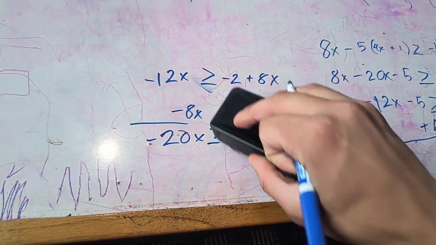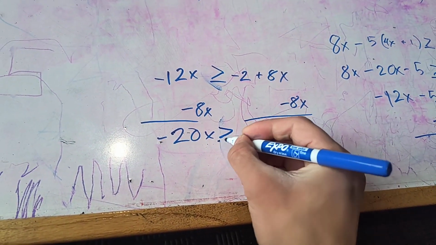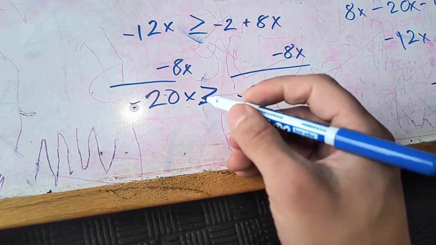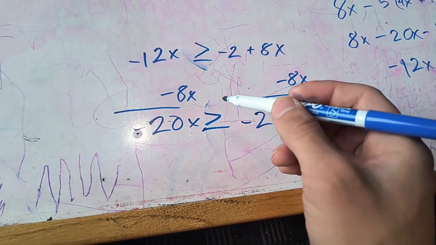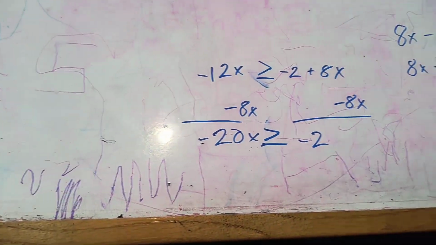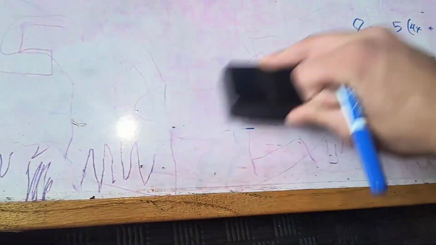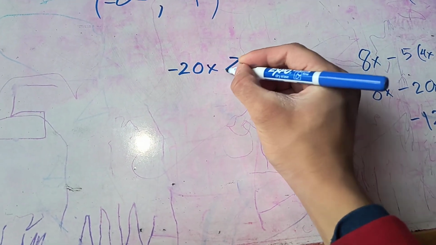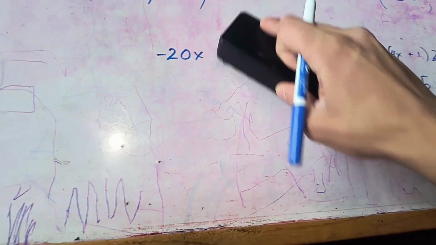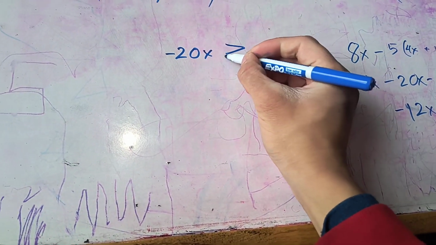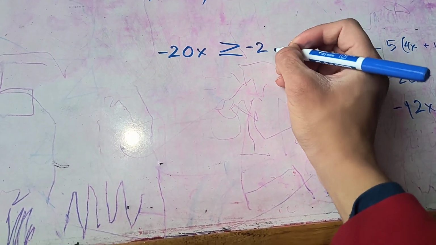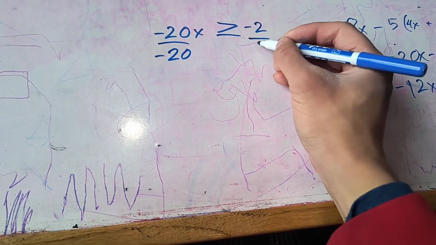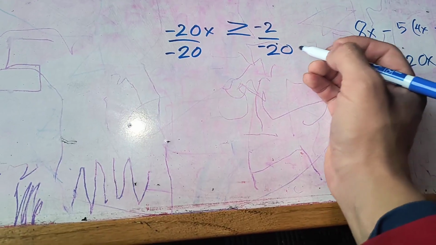That was terrible. Negative 20x, negative 2, right here. And then we divide both sides by negative 20. Divide both sides by negative 20. And since we're dividing both sides by negative 20, we have to swap the inequality sign.